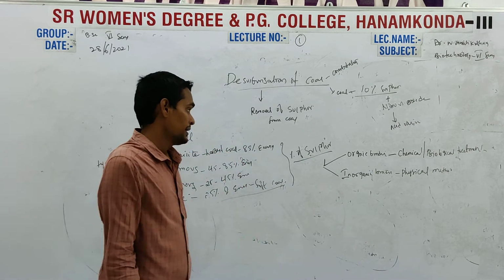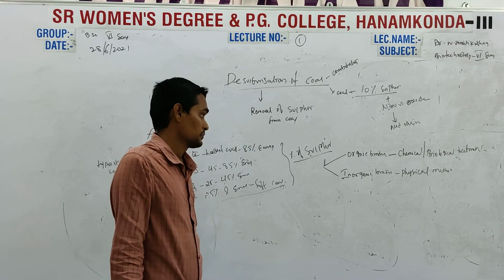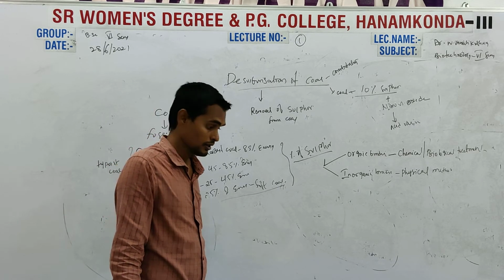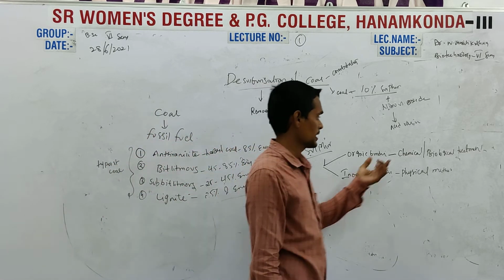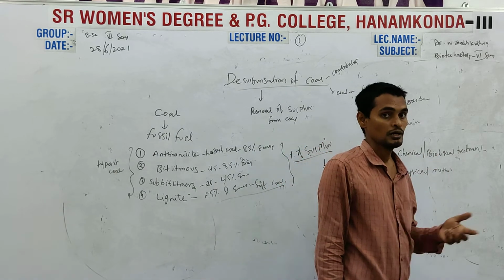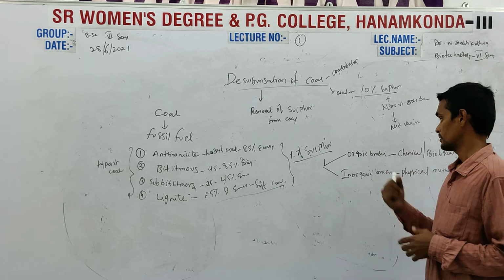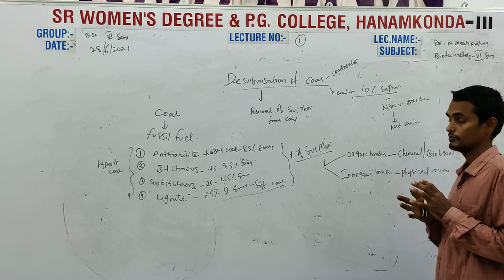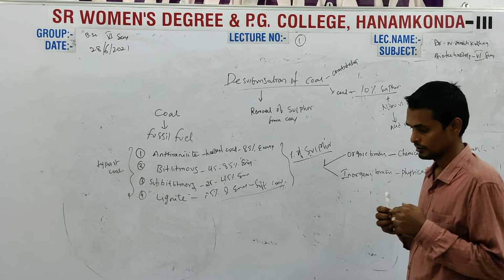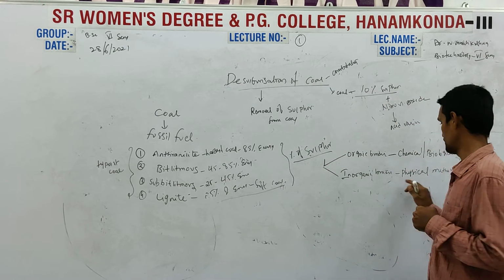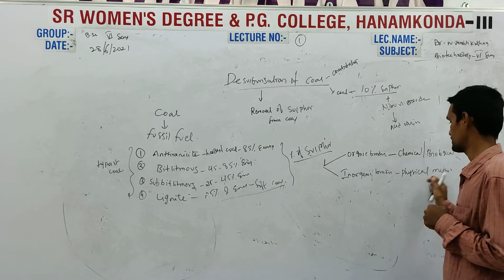Coming to the binding of sulfur to the coal, there will be strong binding, which comes under organic binding. This organic binding can be removed by using a chemical process or a biological reduction of that sulfur. In inorganic binding, the binding is very weak when compared to organic binding, which can be removed easily by physical methods.